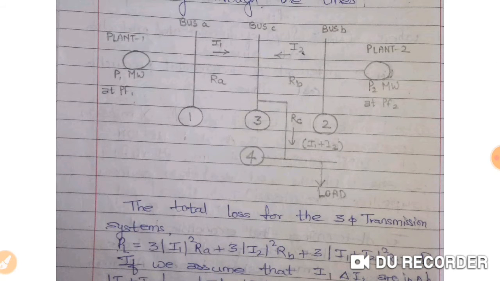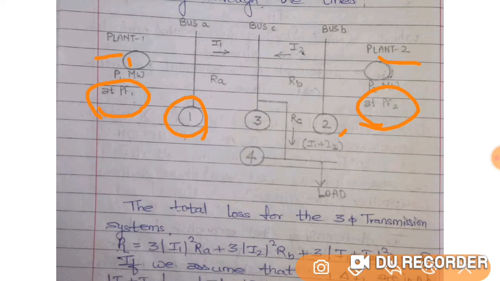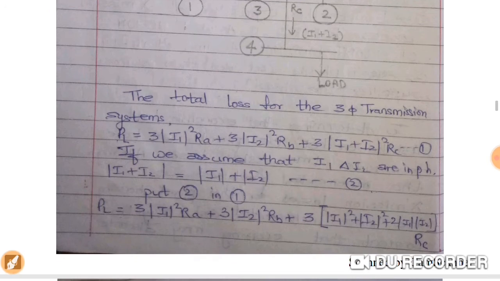Again explaining the system, you can see here we have 2 plants, plant number 1 and plant number 2, having different power in megawatt, P1 and P2. They also have different power factors, power factor 1 and power factor 2, PF1 and PF2. Bus A is connected to 1, bus B to 2 and bus C to 3, and this 4th point is connected further to the load, whatever load is to be delivered. So this is how we are explaining this 2 machine system with 2 generating plants.